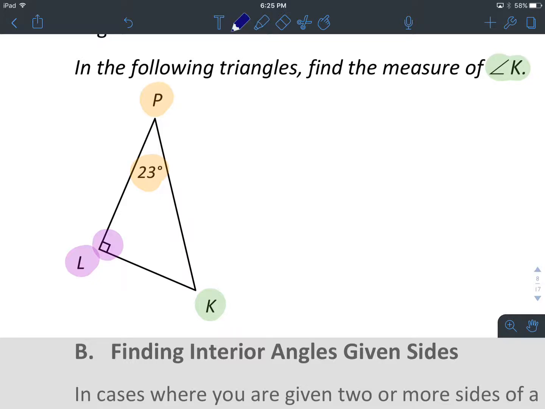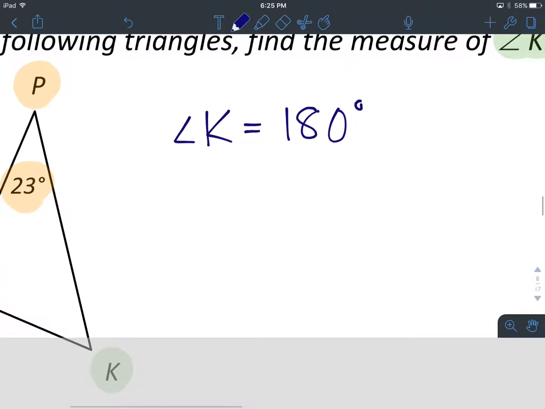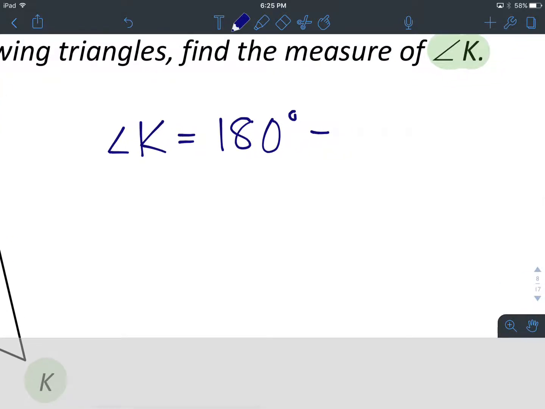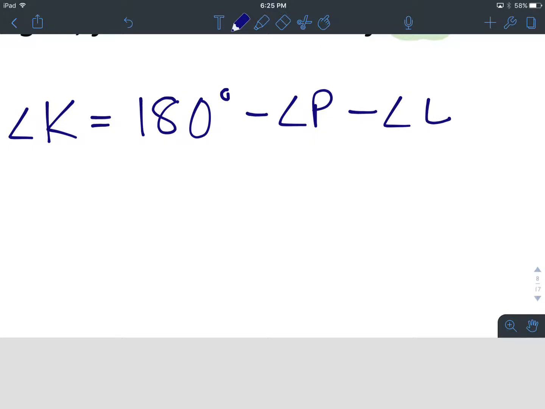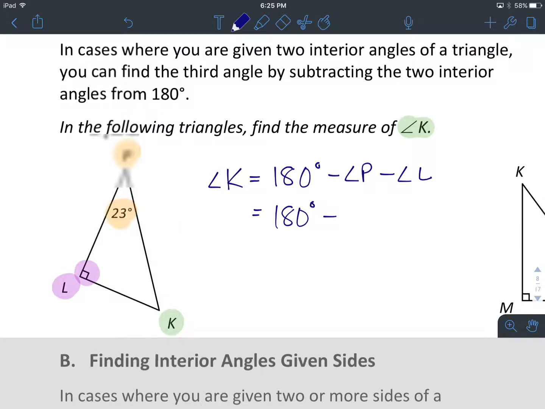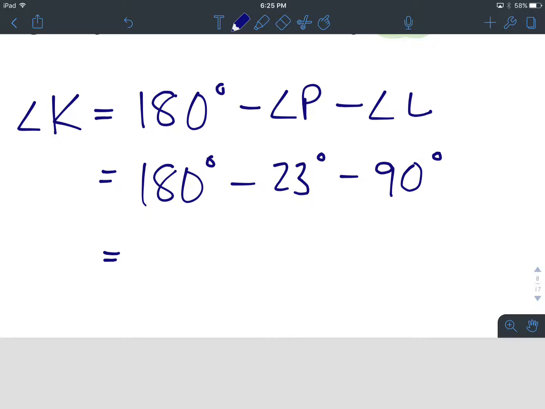So our job is to write out an equation that's going to allow us to find angle K. Angle K will then be equal to 180 degrees, which is the total sum of the interior angles of any triangle, minus the two angles that we do know. So minus angle P and minus angle L. Let's start filling in pieces of information that we know. We know that angle P, if we look at our triangle, is 23 degrees, and we know that angle L is going to be 90 degrees. We do this little bit of math and we should have angle K waiting for us.